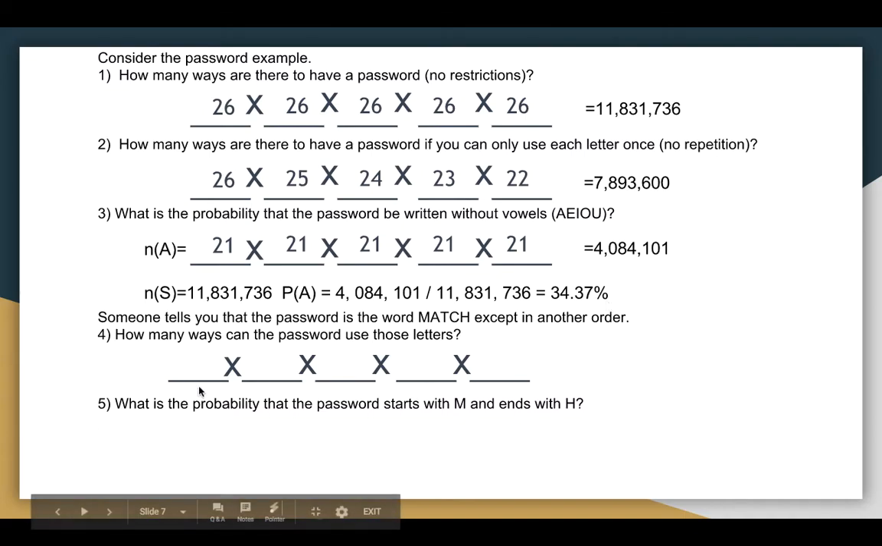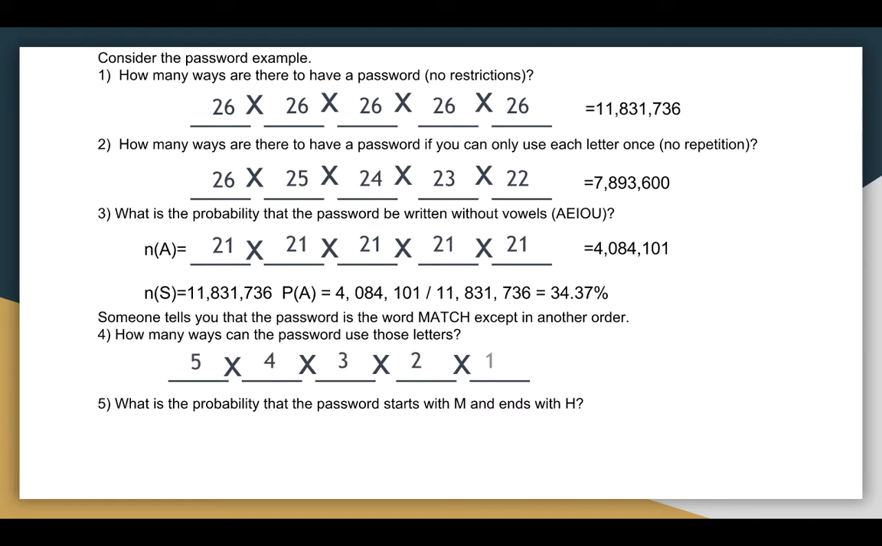So you set up your 5 slots again. There are 5 letters now to choose from because there's only 5 that it could be. 5, 4, 3, 2, 1. So those would be the letters of match. How many ways to write it? 120.